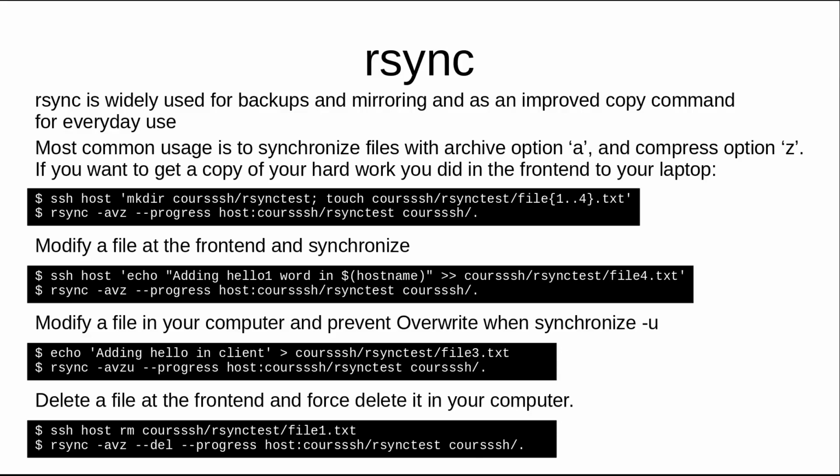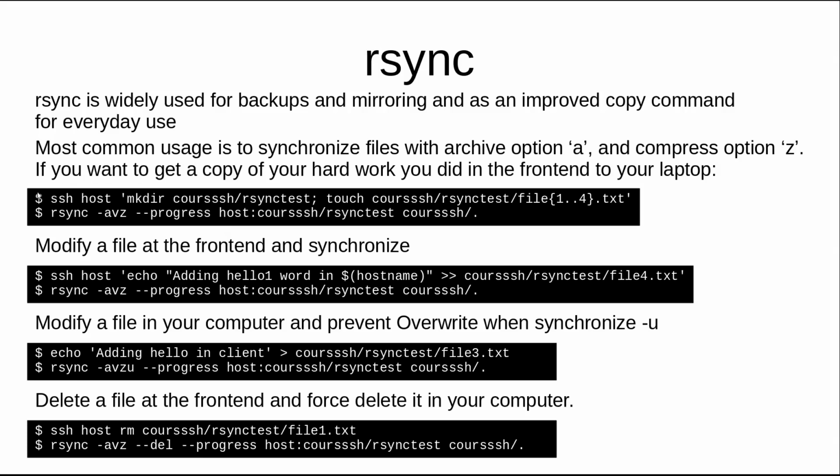rsync is widely used for backups and mirroring and as an improved copy command for everyday use. The most common usage is to synchronize files with the archive option -a and the compress option -z. rsync only transfers modified files. This makes rsync faster than SCP.